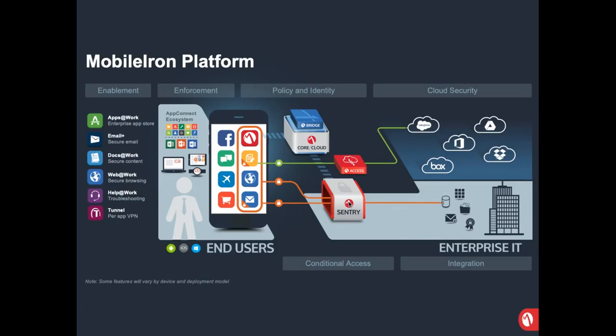So now, talking about the kind of applications that MobileIron has to offer. It comes with Apps at Work, about which we just spoke a while back. Apps at Work is the enterprise app store. So all the applications that you make available through the MobileIron Core are published inside this Apps at Work catalog.